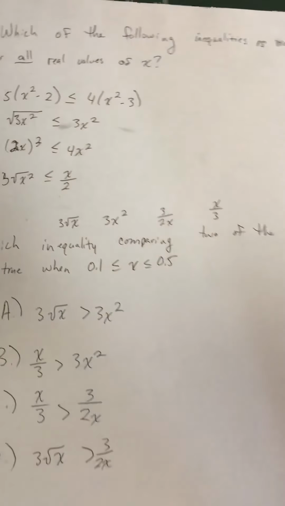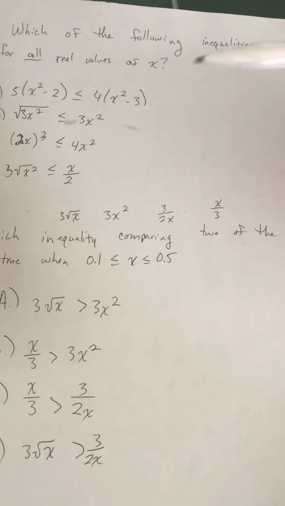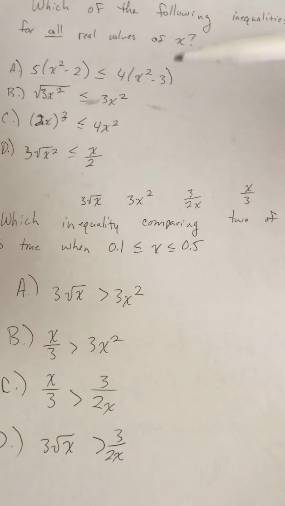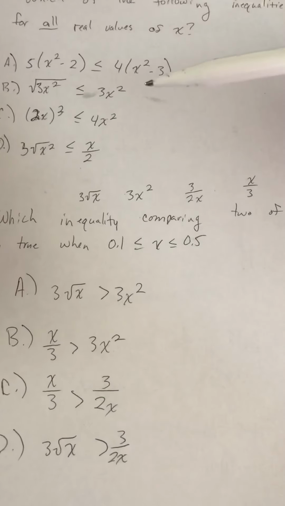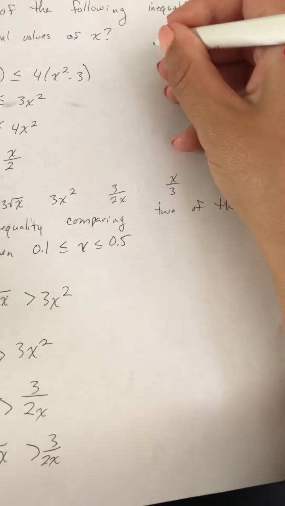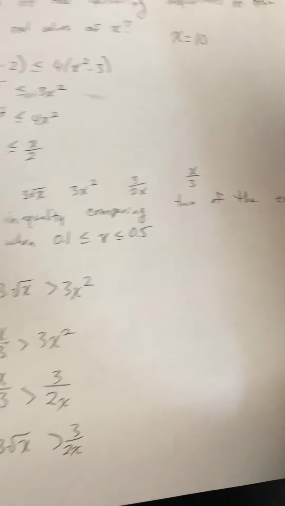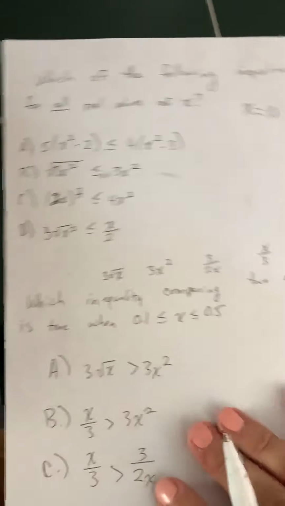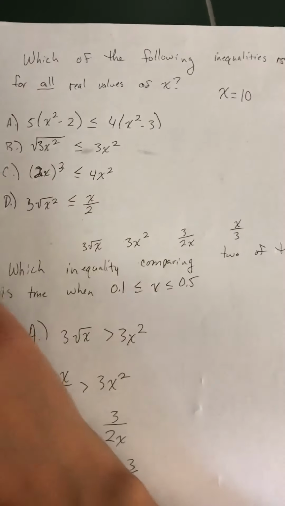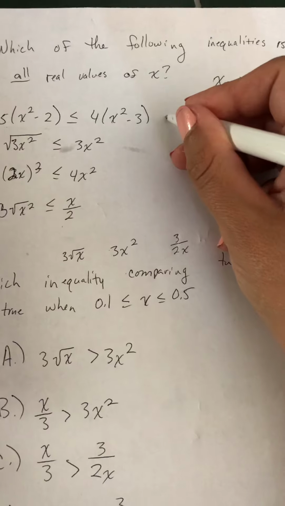Next, it asks, which of the following inequalities is true for all real values of x? Remember I talked about this. I don't like to see it so abstract like this, so I'm going to pick a numerical value. And I told you, the numerical value that you're going to want to pick here is going to be x equals 10. On your quiz, on your test, pick x equals 10. So I'm going to substitute 10 in for all of these numbers. You do it like this.